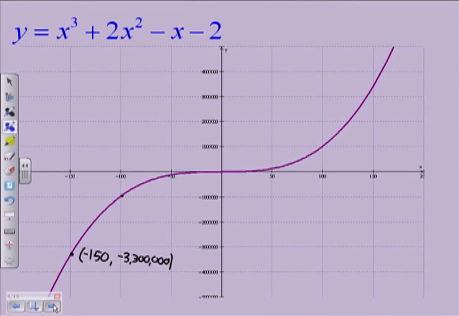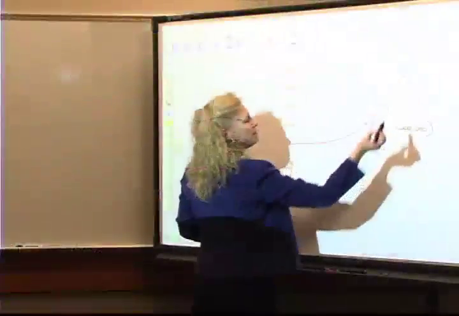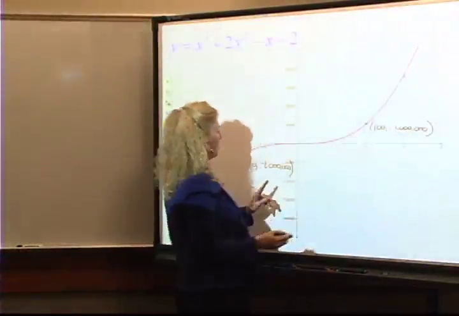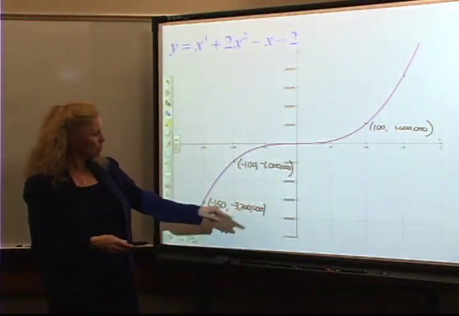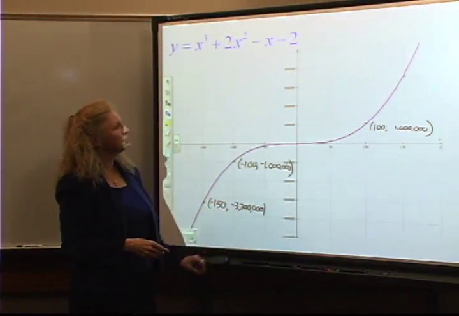And this one, I'm sure it's not exactly at this place, but it's pretty close to -100, comma, -1 million. And it looks like we go right through the origin. And then we have 100, comma, 1 million. And we've got 150, and it's at about +3,300,000. I'll let you put that on.